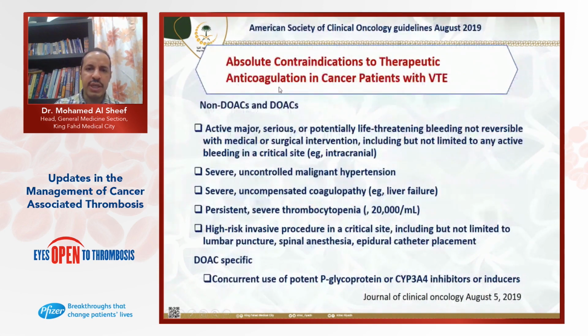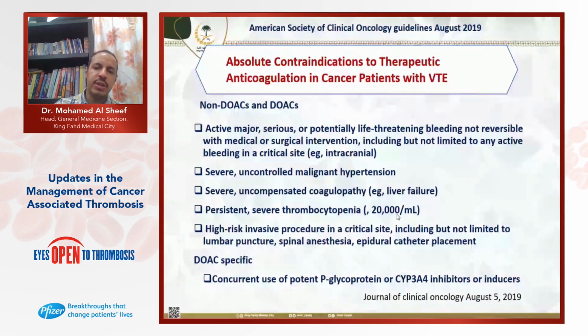So what are the contraindications to therapeutic anticoagulation in cancer? Remember, I'm just talking about the ASCO guideline 2019. What are the absolute contraindications in a cancer patient with VTE? This pertains to DOACs and non-DOACs. Active, major, serious, or potentially life-threatening bleeding not reversible with medical or surgical intervention, including but not limited to any active bleeding in a critical site like intracranial. Severe uncontrolled malignant hypertension, severe uncontrolled coagulopathy like liver failure, persistent severe thrombocytopenia. Here, it is an absolute contraindication for a cancer patient with platelets less than 20%.